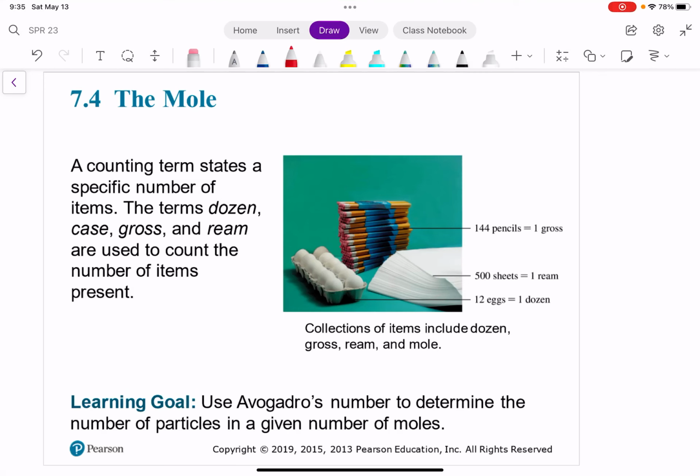In this video, we're going to start our 5th study guide, which is all about something called the mole. In order to understand what the mole is, I first want to just talk about the grocery store.